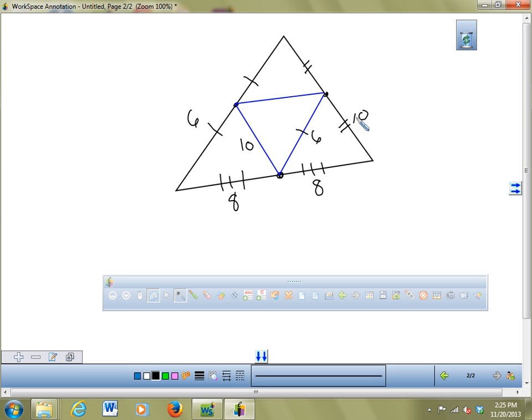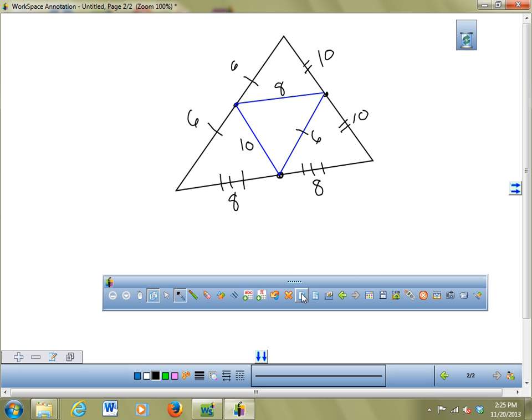Does that work? Sure, it does. Okay. And then you can figure out that this side would have to be 8, this side would have to be 6, and this would have to be 10, right? Because these two pieces have to be the same, right? And so, okay? Do you follow that? You're going to figure that out when you get to some more problems.